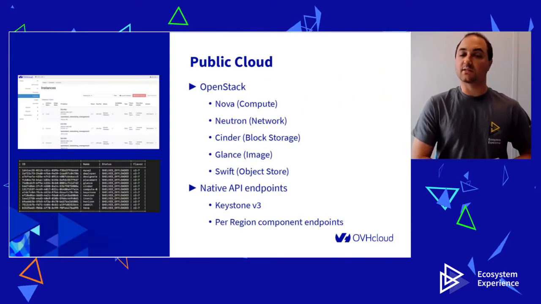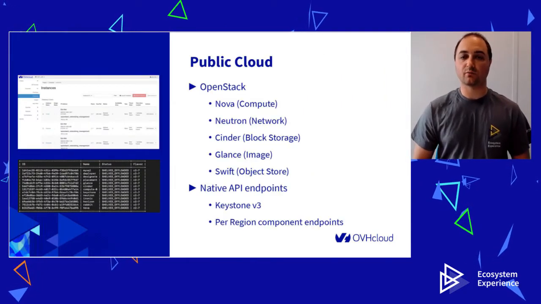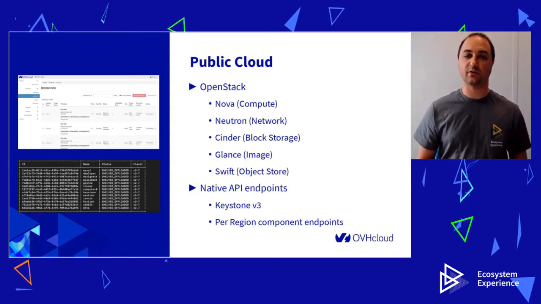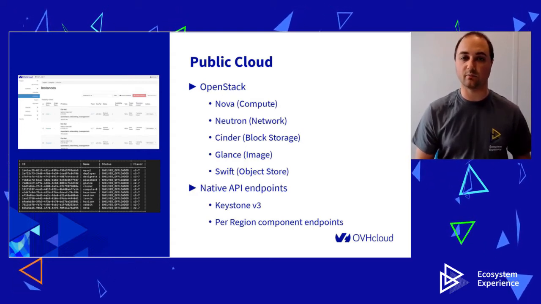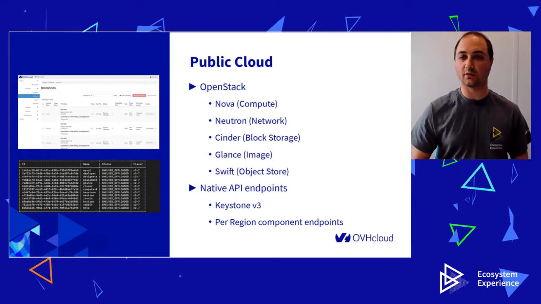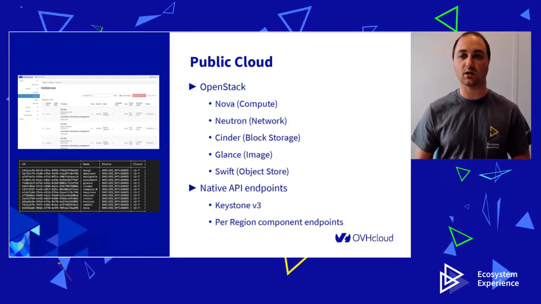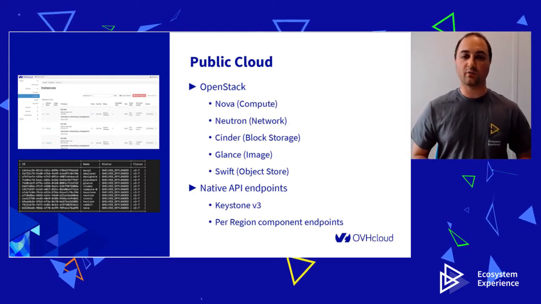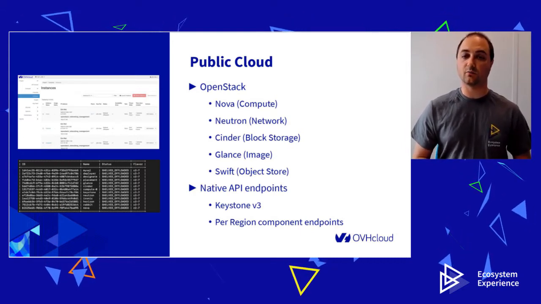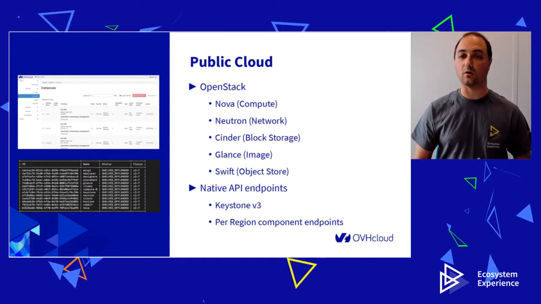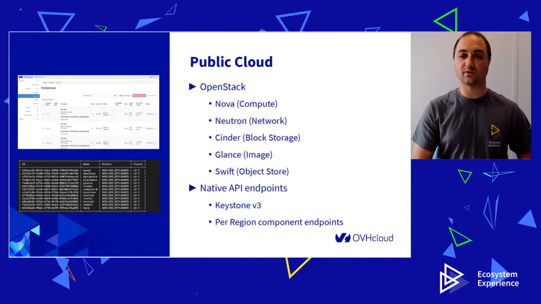Now let's consider OVH Public Cloud, on which we would like to deploy our great and awesome new application. Public Cloud of OVHCloud is based on OpenStack, meaning we have Nova for the compute, Neutron for the network, Cinder for the block storage, Glance for the images, and so on. As OVHCloud, we provide the standard API. That means we give you direct access to the Keystone v2 for the authentication, and for each region, the different components' APIs.